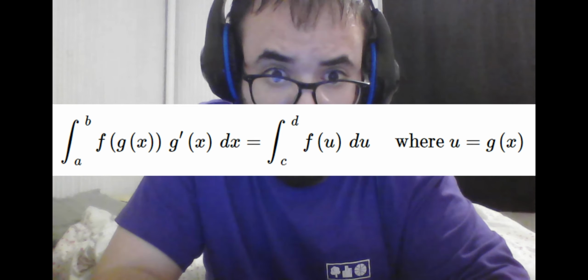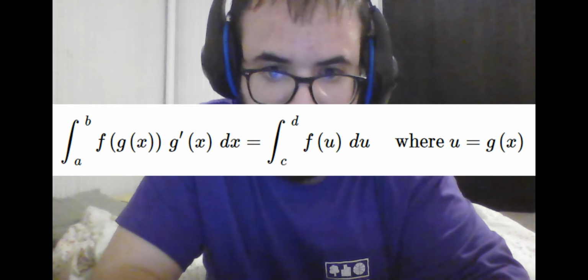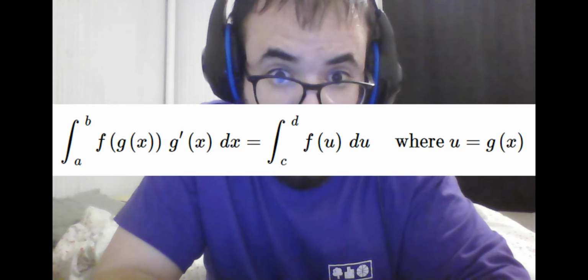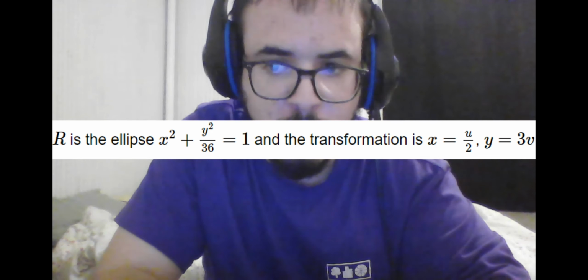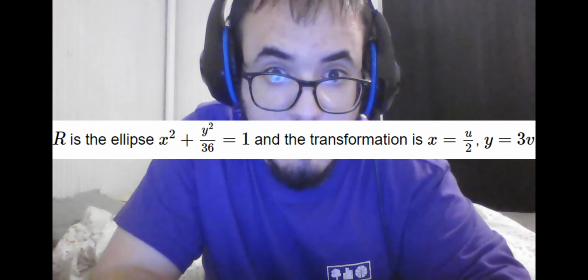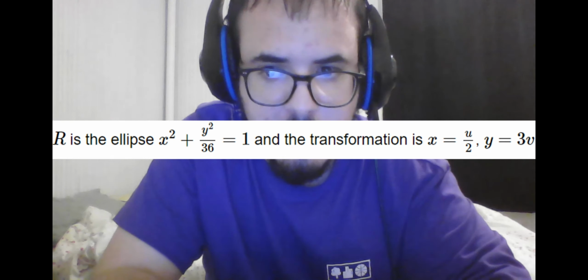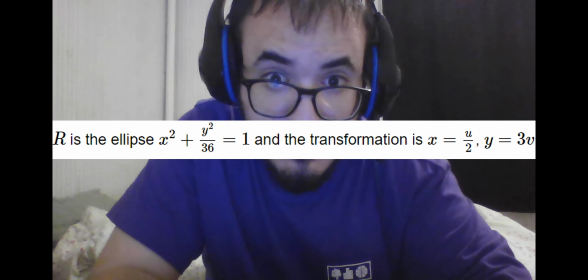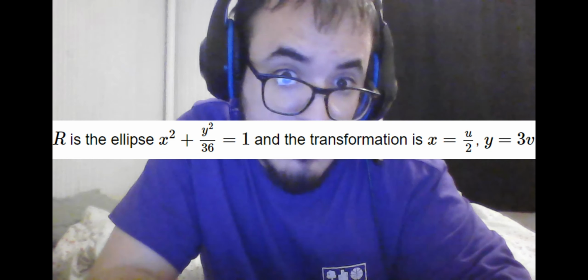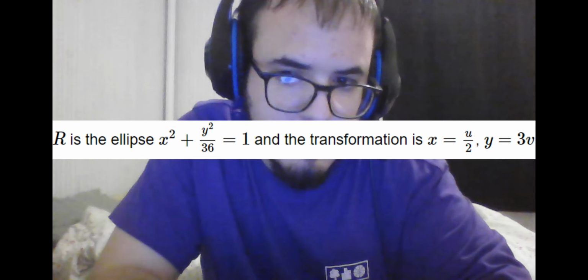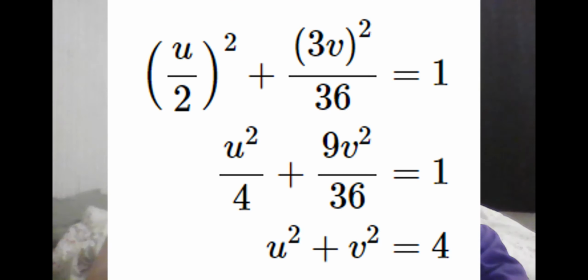A specific example to demonstrate what I am talking about is, if we want to transform the ellipse x squared plus y squared over 36 equals 1, with x equals u over 2 and y equals 3 times v. We would do this by simply substituting in what we are given for x and y, and then simplifying the transformation using techniques from algebra. And we conclude that we have u squared plus v squared equals 4, or a disk, aka a circle, of radius 2 after we have done the transformation.